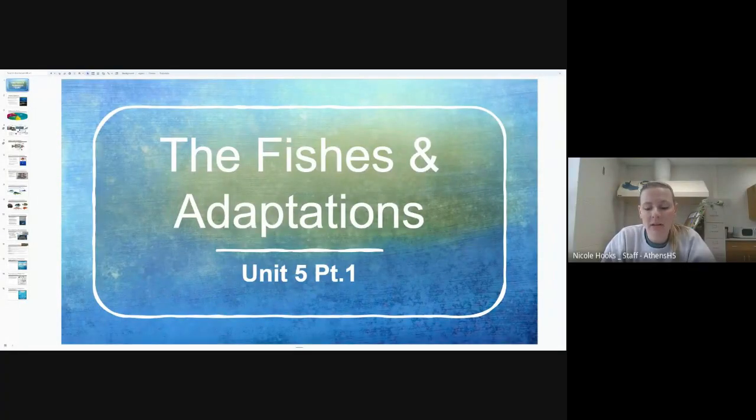All right, so this is the first part of Unit 5. This is fishes and their adaptations.